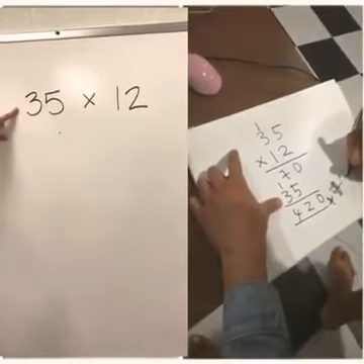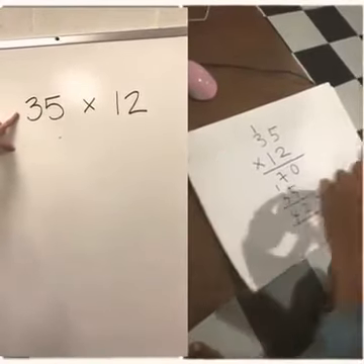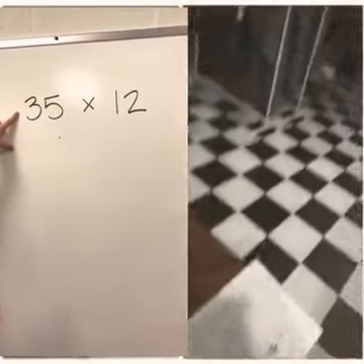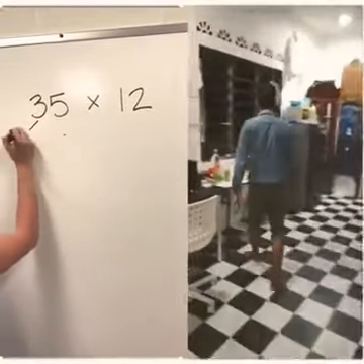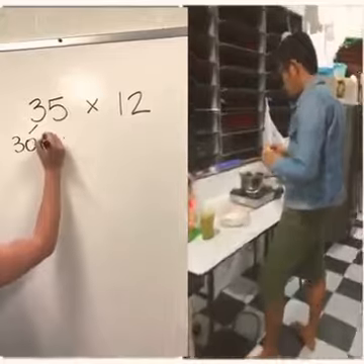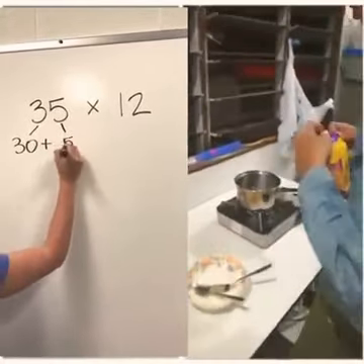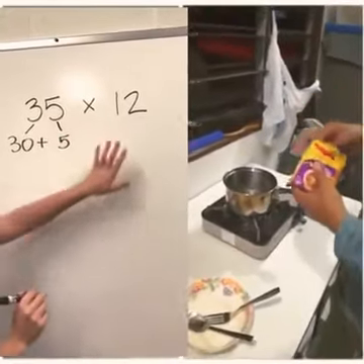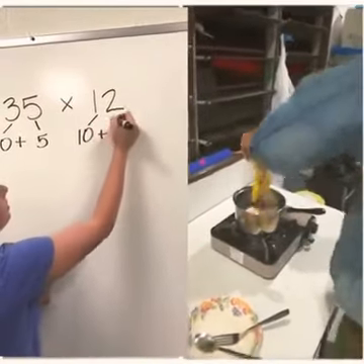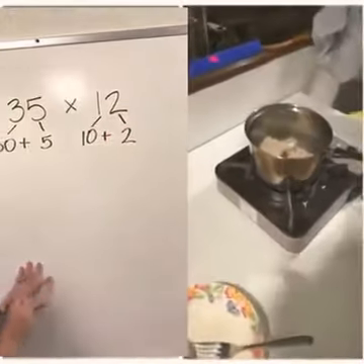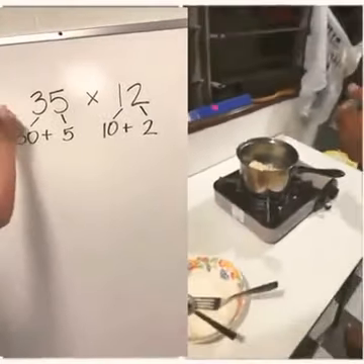The first thing we need to do after that is expand these two numbers. We need to break it down into its tens and its ones. I've got 3 tens, which is 30, and 5 ones, so that is 30 plus 5. 12 is 1 ten plus 2 ones. Okay, so that's step one.